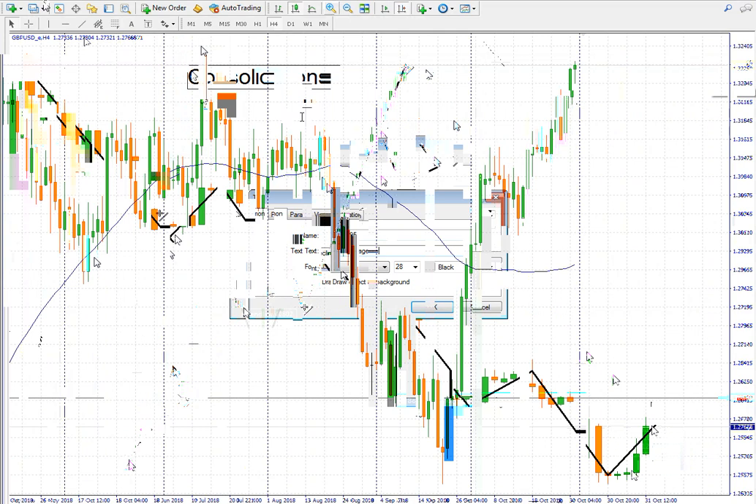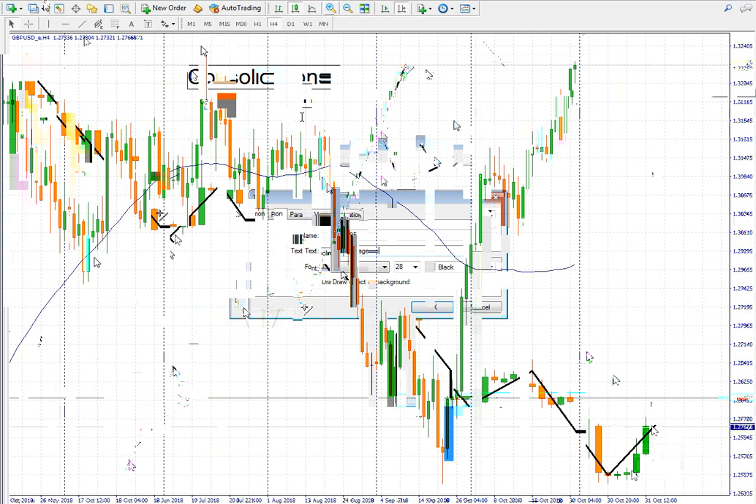Then, because we mentioned before that accumulation happens after a downtrend, wait for a breakout above the accumulation phase to pick a buy position, or a break below the accumulation phase to pick a sell position. So that's for the accumulation phase.